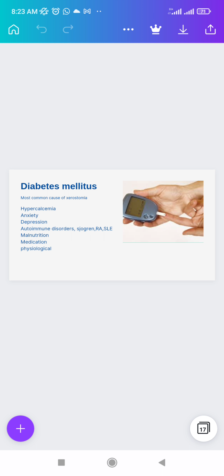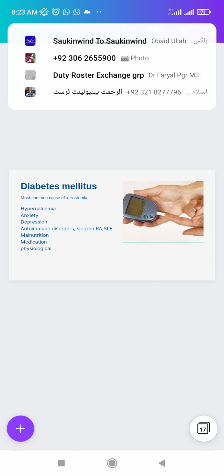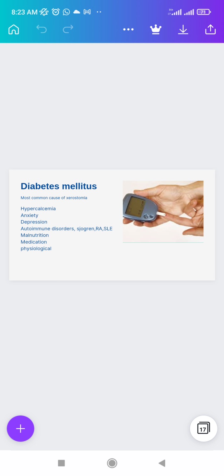Next is medication. Most patients are on multiple medications that can cause dryness of mouth, especially tricyclic antidepressants and antihistamines. And next, as we already discussed, is physiological, due to old age or hot weather.